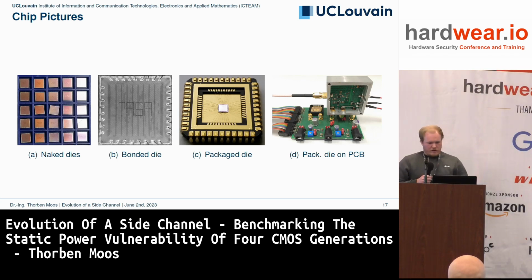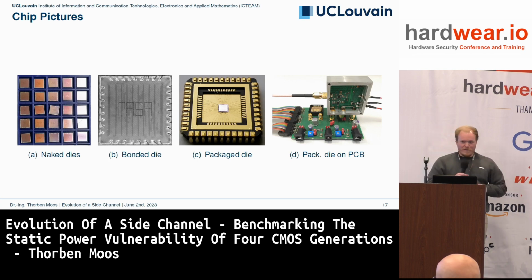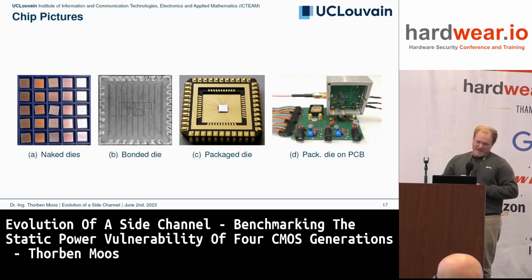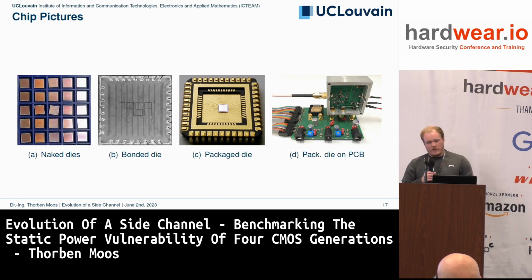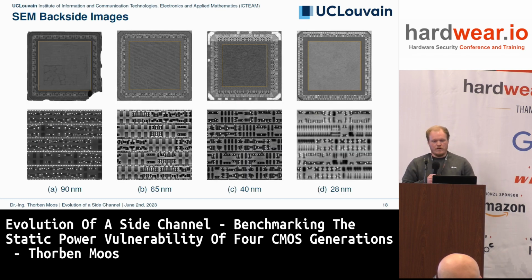Here are some chip pictures. I like to show chip pictures because I spent quite some time of my life developing these things. You have some naked dies on the left, a bonded die next to it, then a packaged die in this JLCC 44 package. And this is how large it looks in reality. The chip inside is only 2 times 2 millimeters, and this package is about 1.5 centimeters. And then on the right side, it's the packaged die on a PCB board.